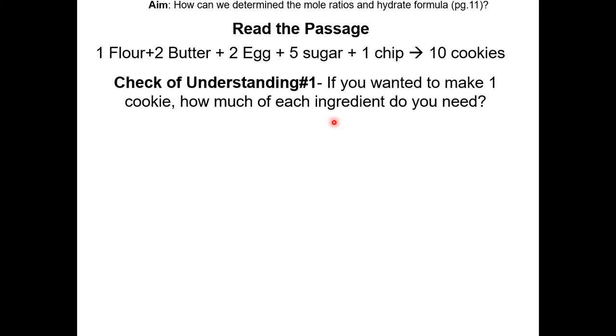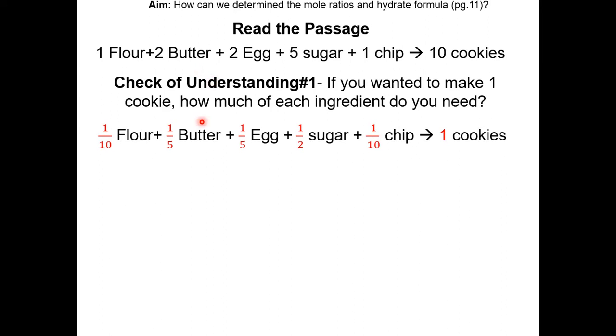So check understanding number 1. If you want to make 1 cookie, how much of each ingredient would you need? Based off the recipe, which makes 10 cookies, if you want to make 1 cookie, we need 1/10 of each ingredient in the correct ratios, as shown here.